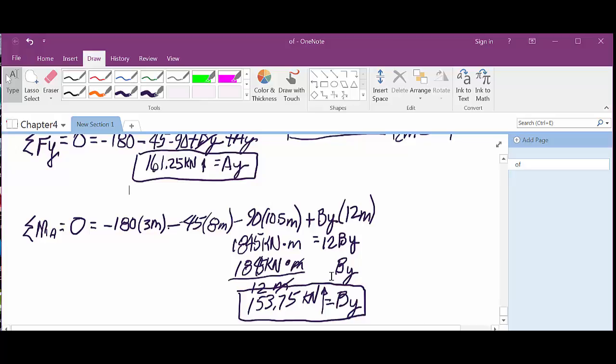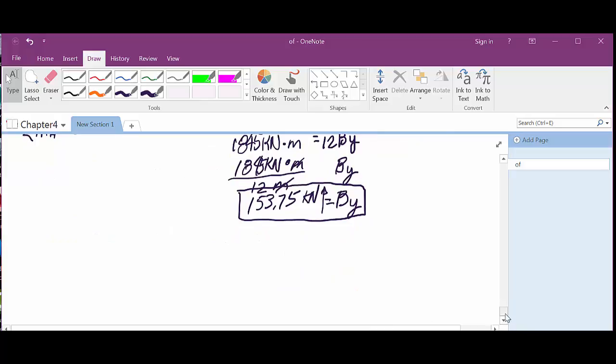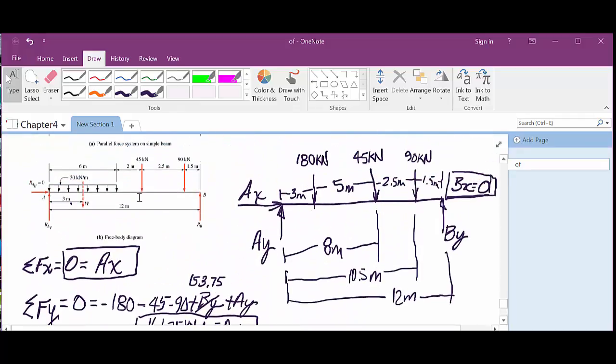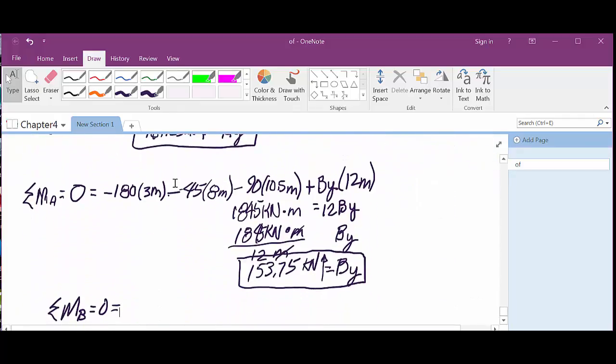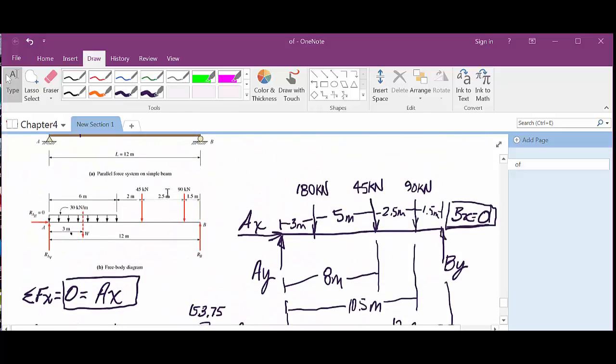Now you could, if you had enough time and got the whole quiz done, go in there and do a sum of the moment at B. But that's just checking your work, basically. You could even list the AY, because BY wouldn't show up. If you did the moment about point B, you would have this 90 kilonewtons at 1.5, and that's making it go counterclockwise, which is positive. So 90 times 1.5. Then you've got the 45, which is making it go counterclockwise, which is positive.